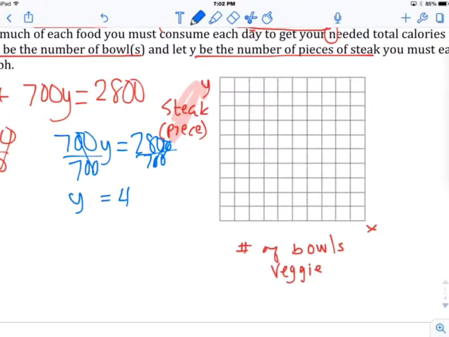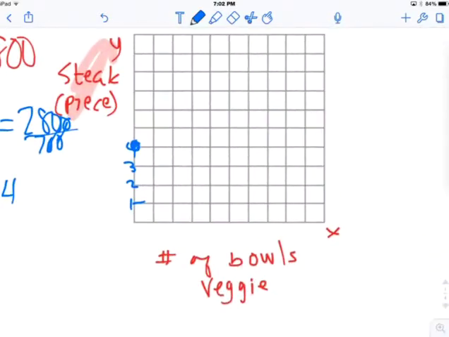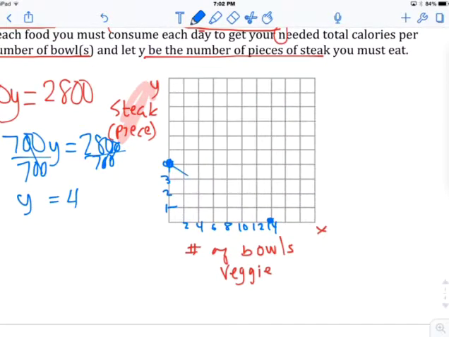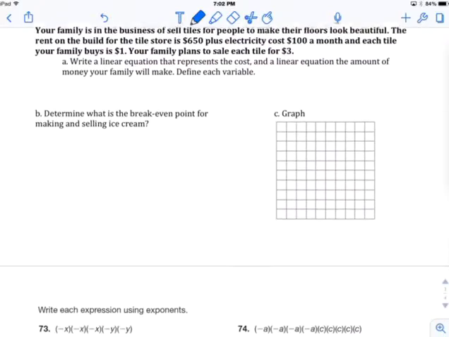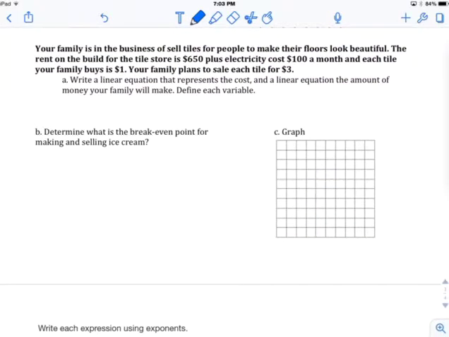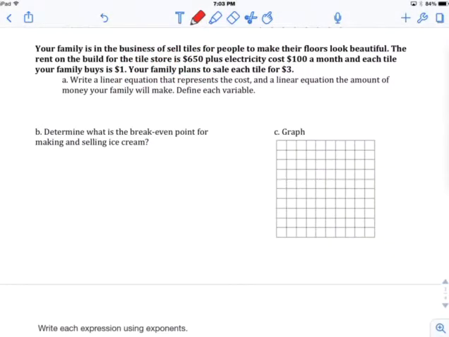All right, let's graph that. Y is 4. We'll number this 1, 2, 3, 4. Y is 4. X is 14. Well, we'll number it by 2's because 1 won't work. 2, 4, 6, 8, 10, 12, 14 right there. Graph it, and that's it. Now be careful with this one here. Most of this we did in class, but if we didn't, this should say tile here.